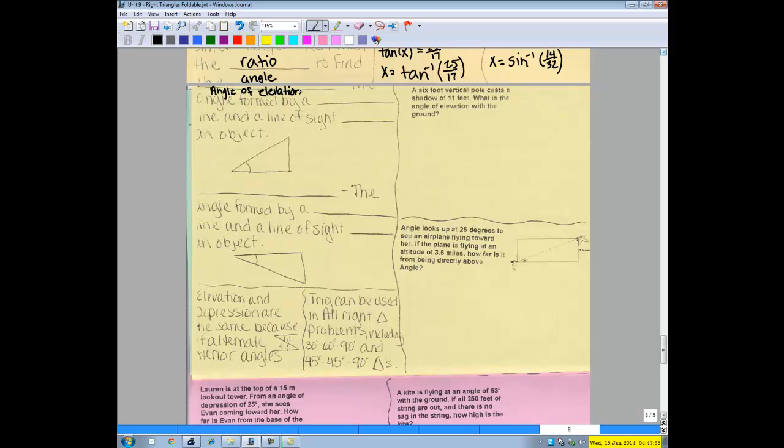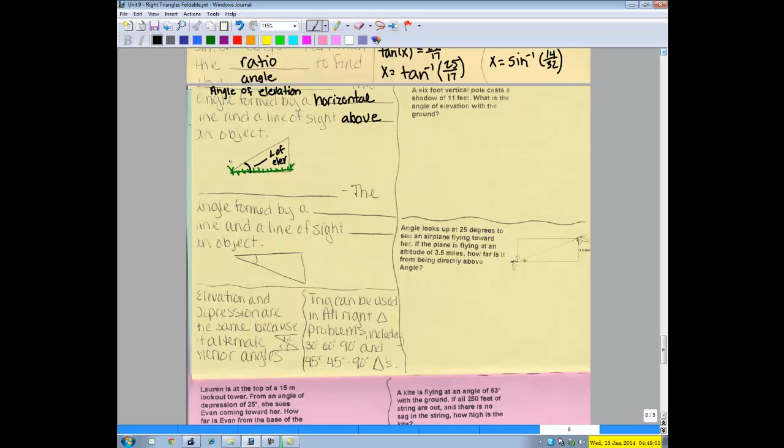It is the angle formed by a horizontal line and line of sight to a point above an object. So whenever it looks like this, it's the angle of elevation. So if you have something like this, and this is the ground, so if there was grass growing here, this is grass. And this is you looking above. This right here, this angle, is your angle of elevation.